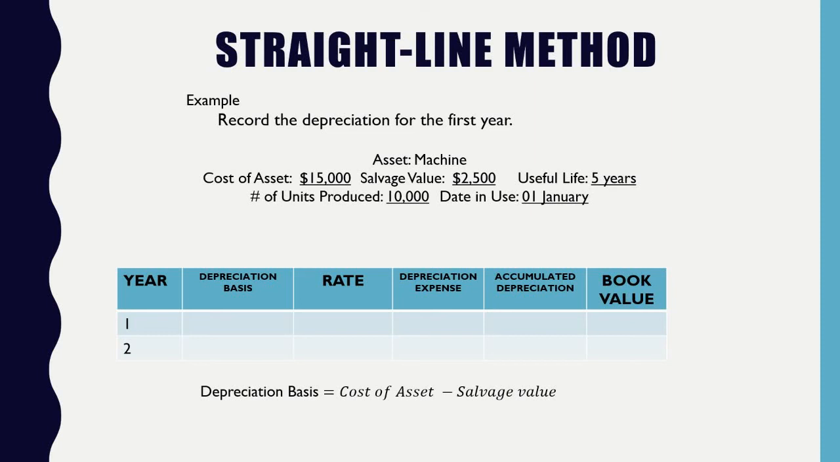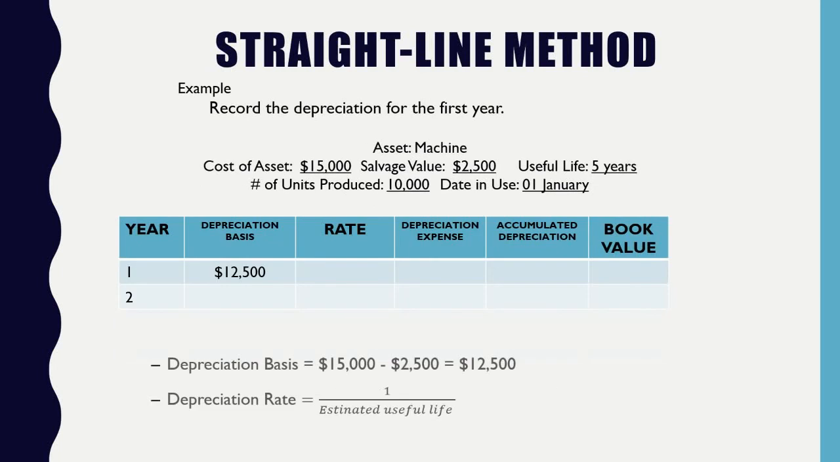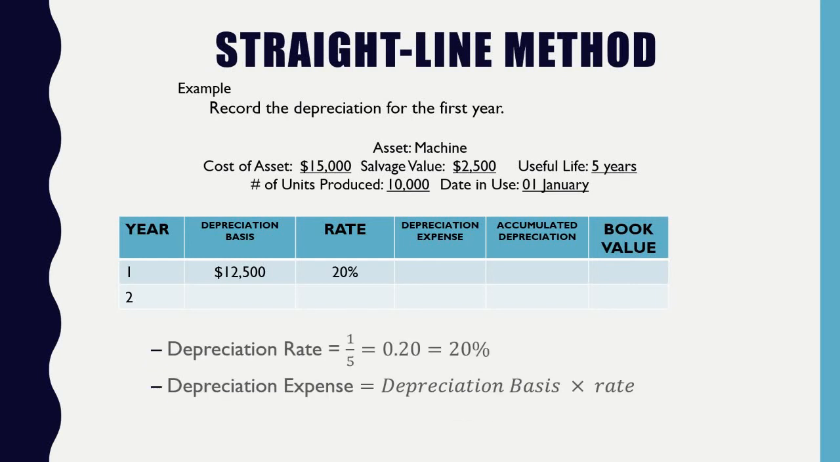So let's solve for the depreciation basis, which is the asset cost minus salvage value, which in this case is 15,000 minus 2,500 to give you 12,500. And again, the rate here is going to be 1 over its estimated useful life. So 1 divided by 5 will give you 20%. Okay, 0.2, which is the same thing as 20%.